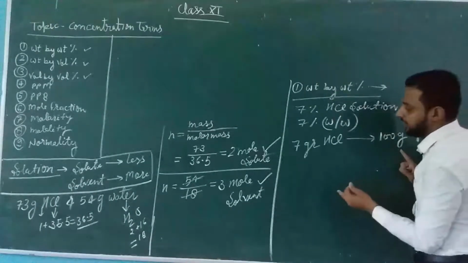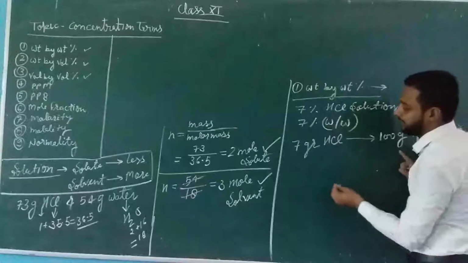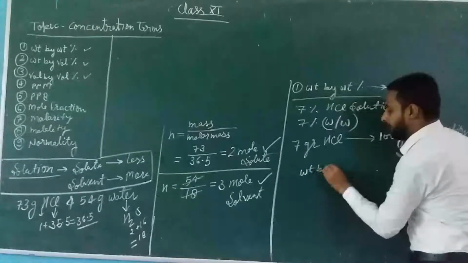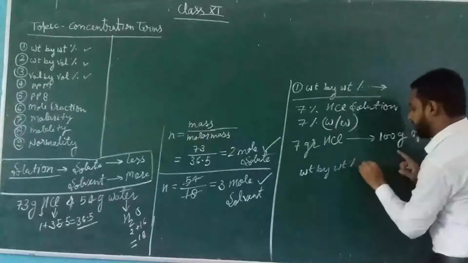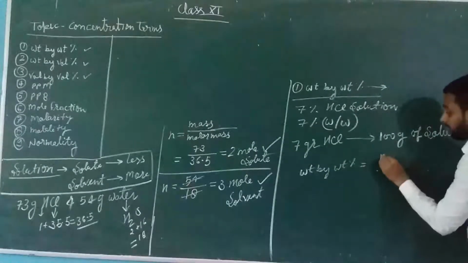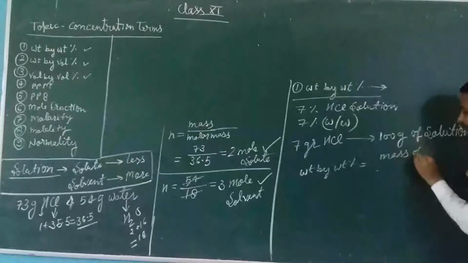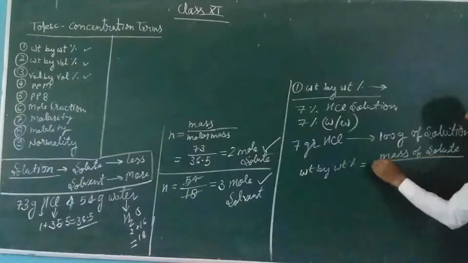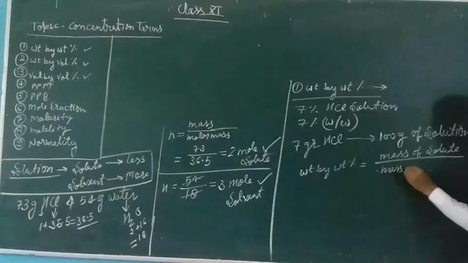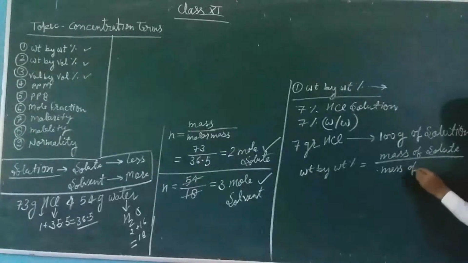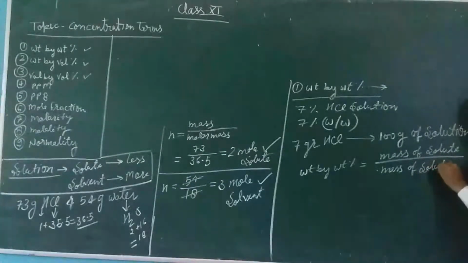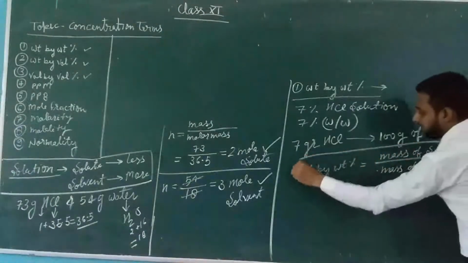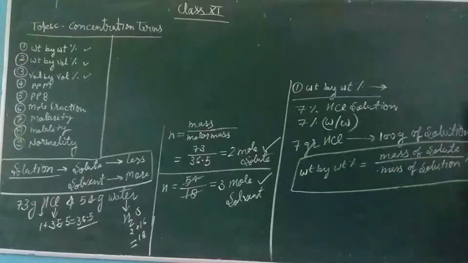And finally we can calculate the formula. The formula of weight by weight percent is: weight by weight percent is equal to mass of solute upon mass of solution, into 100. So by this formula we can calculate weight by weight percent.